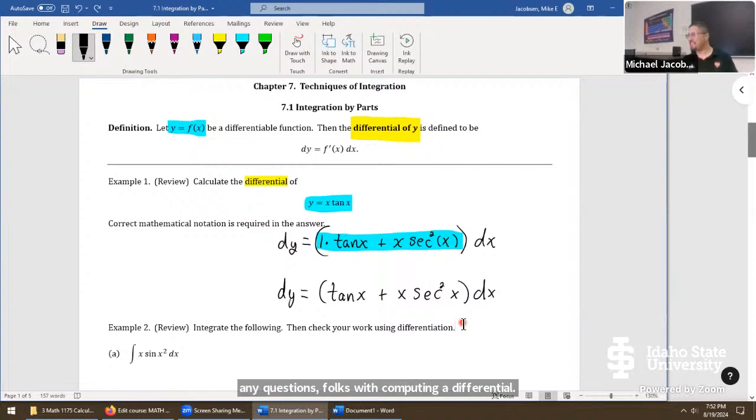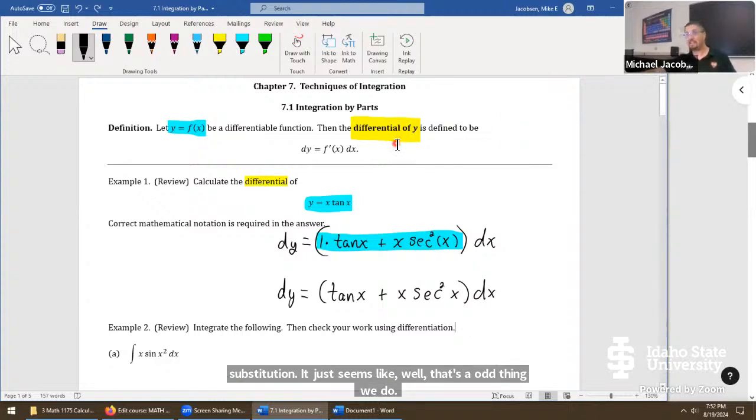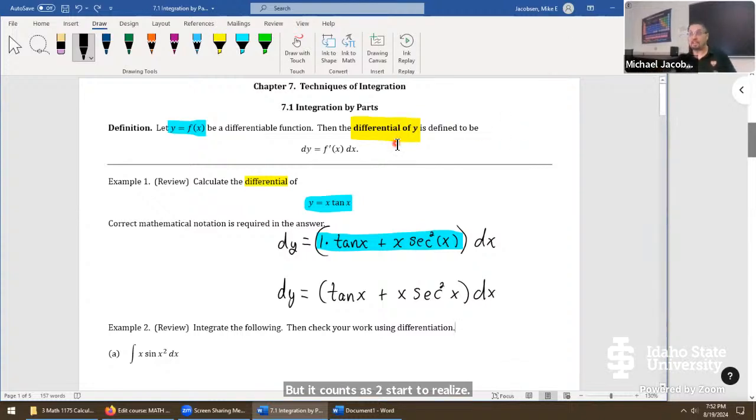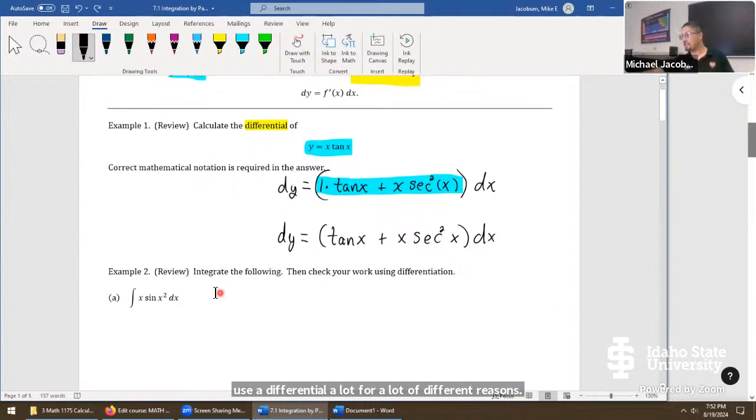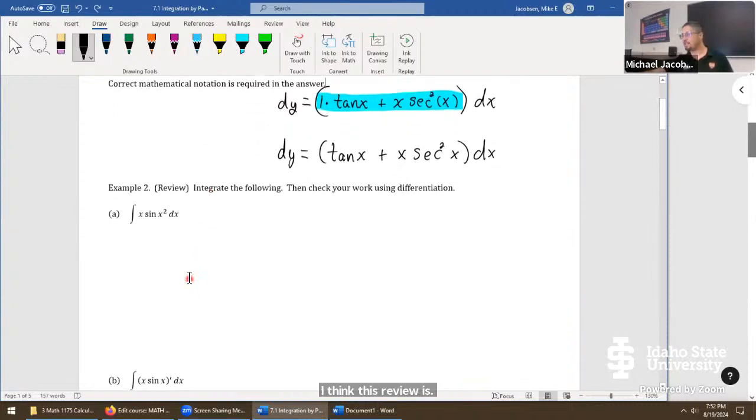Okay, so that's one of the things that doesn't seem like a big deal in Calculus 1. Even after the u substitution, it just seems like, well, that's an odd thing we do. But in Calculus 2, we start to realize we use a differential a lot for a lot of different reasons. And this is just our review problem on that. I think this review section is a little bit trickier. Some of these problems might look familiar. Some of them could look a little bit strange. If they look strange, that's okay. This is a review, and some of these are tricky problems.